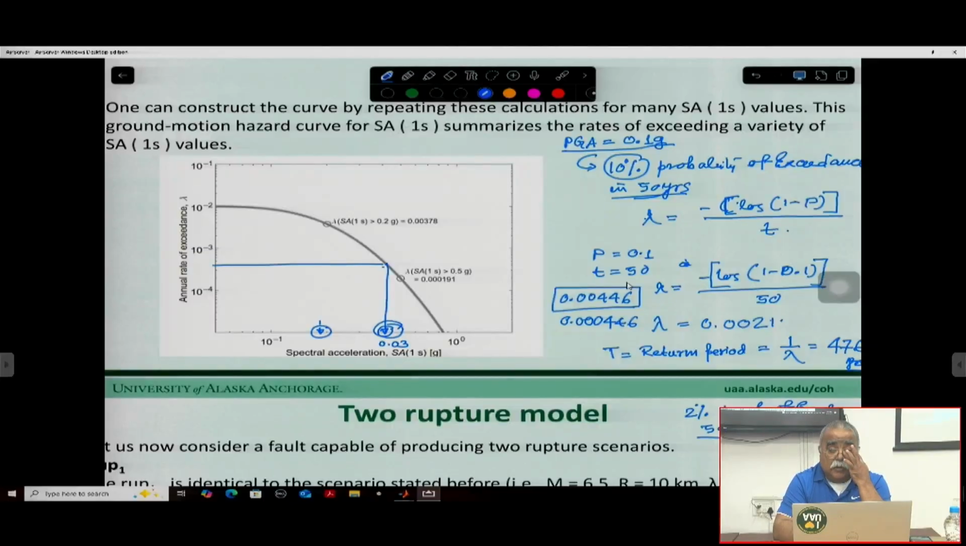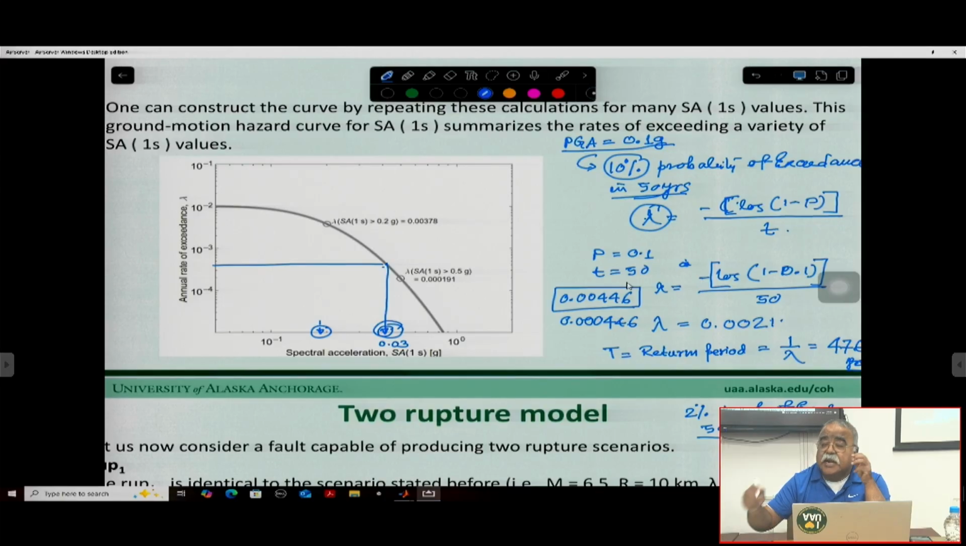That much of earthquake it can withstand. Okay, at 1 second, that means it will withstand 0.03 G, which corresponds to the 10% probability of exceedance in 50 years. So that's the part which we are interested in, and that is what we will be trying to calculate: a return period or number of exceedance.